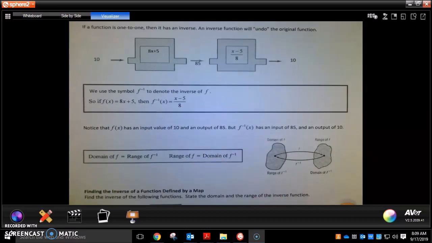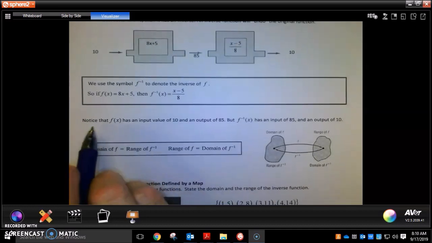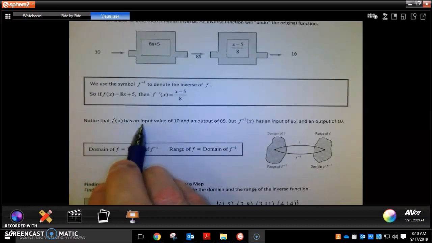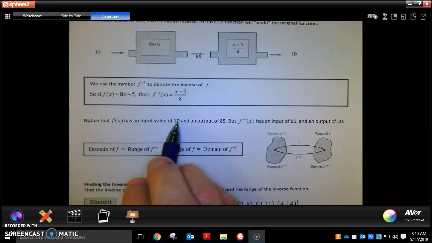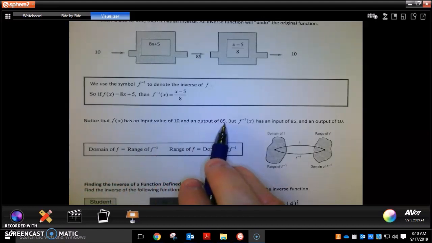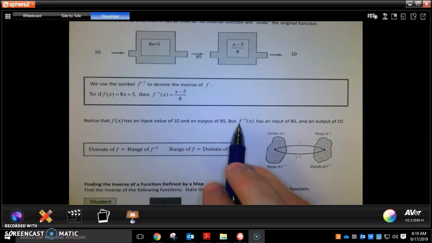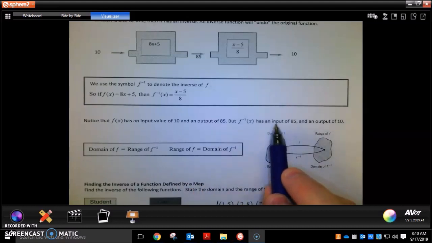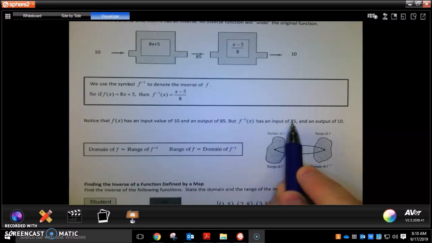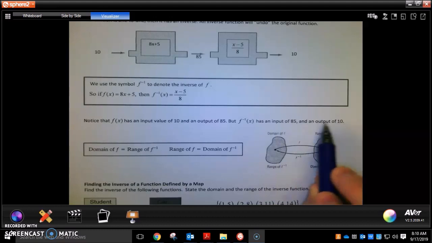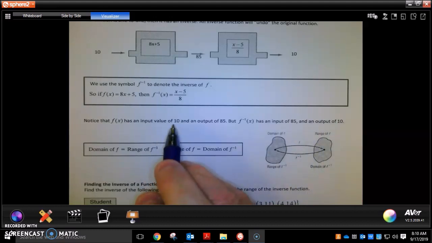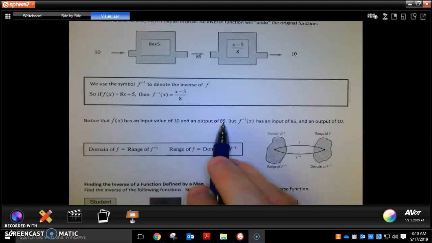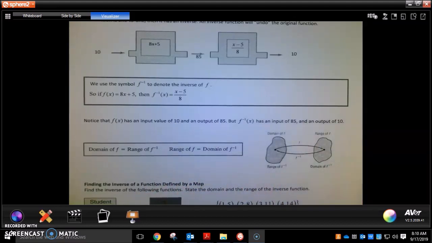Now, if you notice on that original mapping, f of x has an input value of 10 and an output of 85. But for the inverse, it was the opposite. We put in the 85 and we got an output of 10. So this is the domain and this is a range value for the original function, but those two flip when you're looking at an inverse.